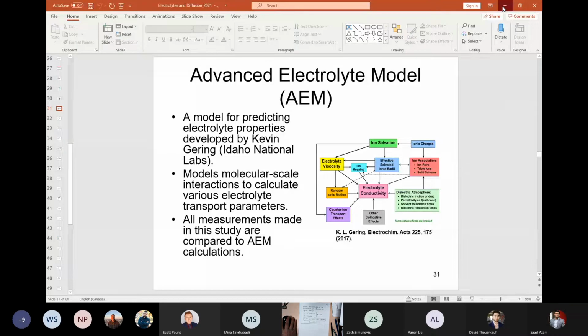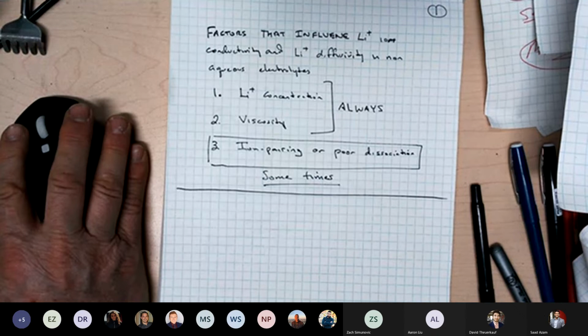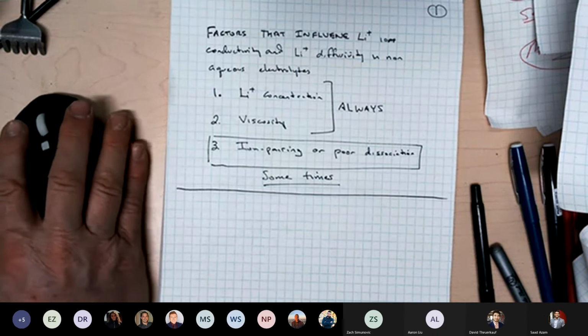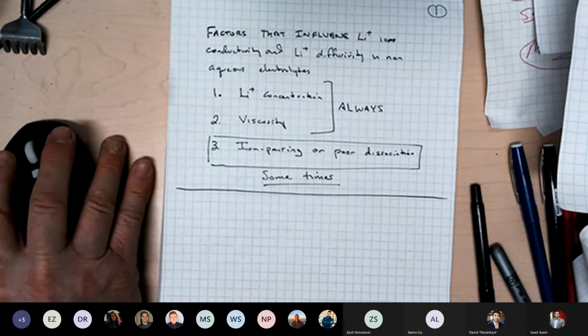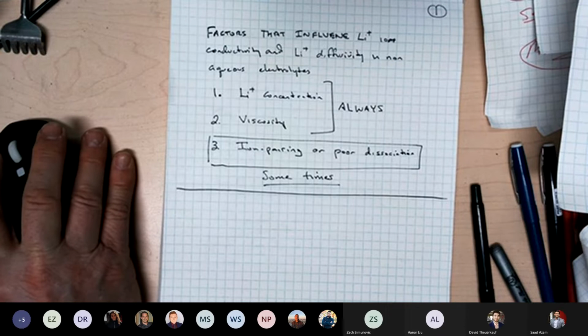What do I have to do? I have to stop sharing this window and then share again a different window. Okay, so hopefully you can see a new window that says welcome to the advanced electrolyte model. Yep. Okay, awesome. So we're going to just go through this thing. You can see what it can do.